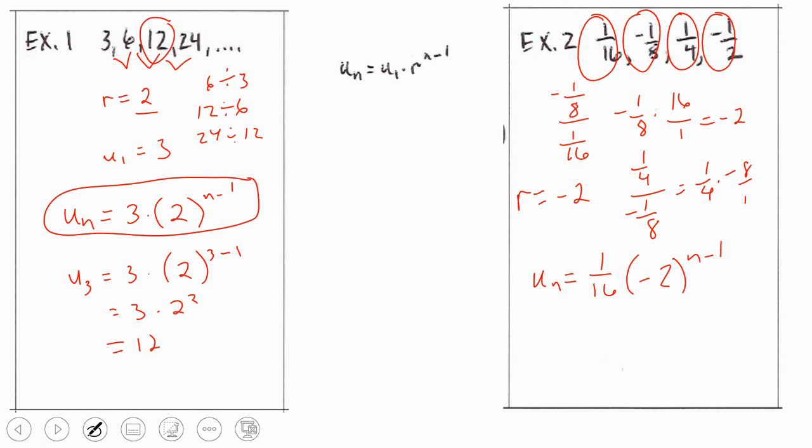If you have a geometric sequence that's getting smaller, so we divided by 2, divided by 2, divided by 2, that means your r value is less than 1. So if r is ever less than 1, then your sequence is getting smaller. Okay, so there's two examples of each kind.